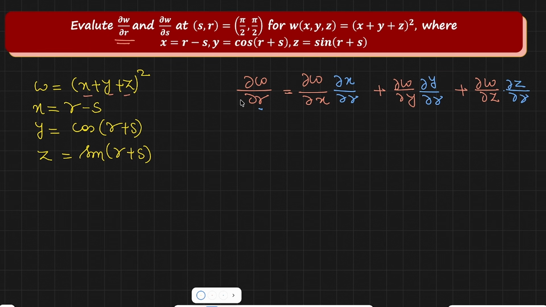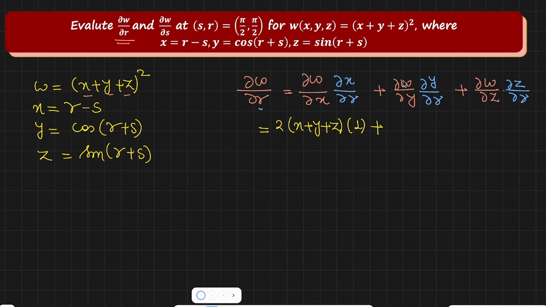Now you can find the terms easily. What is the partial derivative of w with respect to x? It will be 2(x + y + z) times 1. The partial derivative of x² is 2x, and here x is x + y + z, chain rule. Then what is the partial derivative of x with respect to r? It will be 1.